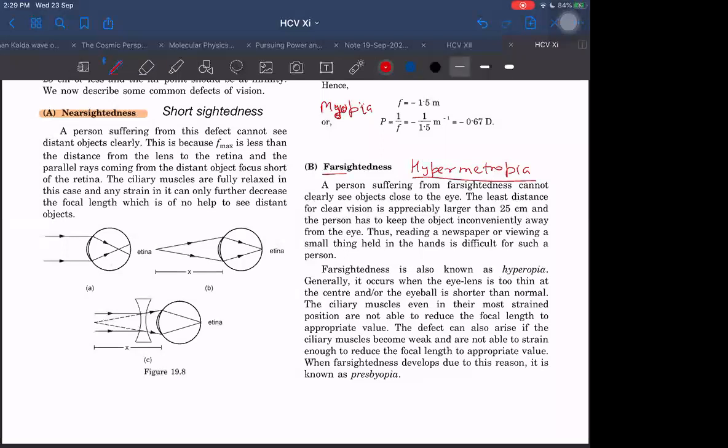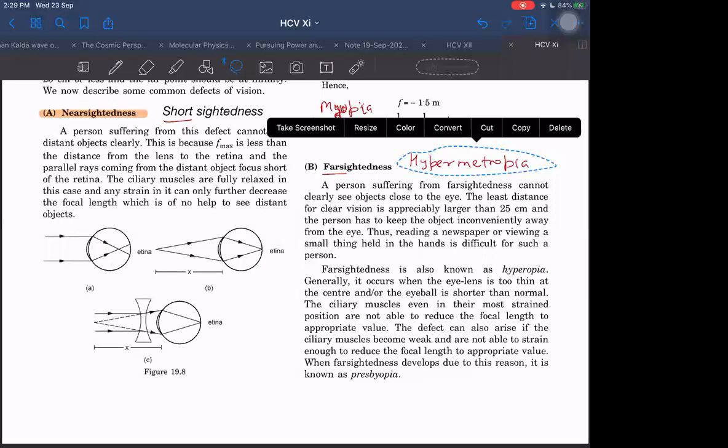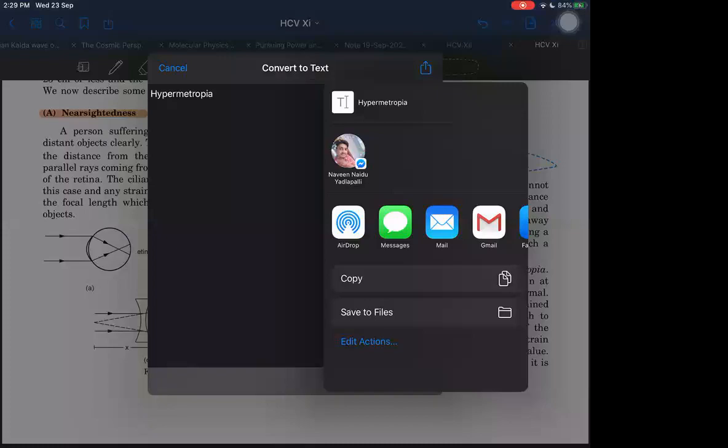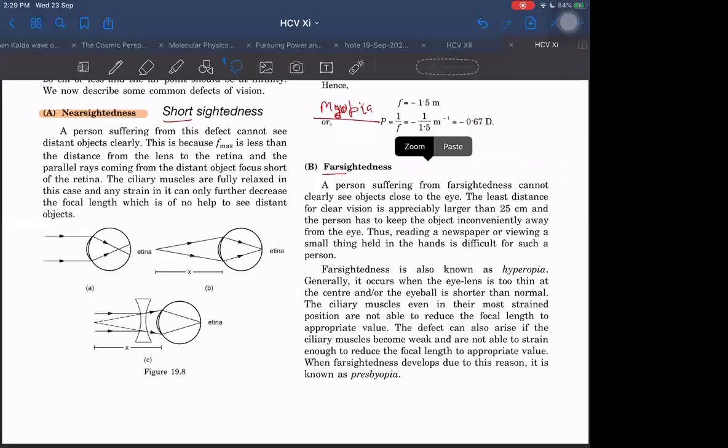Hyper means large. So that's what I said, that it is related to something big, far-sightedness, right? That is how I learned it finally. It is related to far, and let us write it down properly. Hypermetropia, far-sightedness, right? And short-sightedness is myopia.